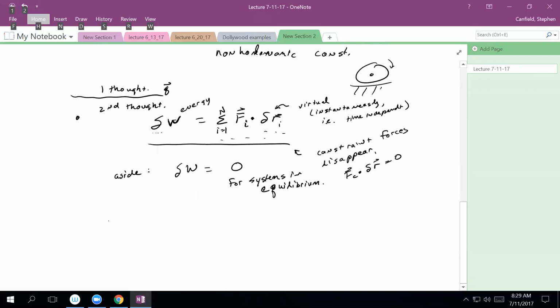I can combine the first and second thought, or I can combine this concept of generalized coordinates and the concept of virtual work. I'll do that by noting that my virtual displacement r sub i can be written as basically this. I can take the partial of r with respect to all my q's. So my r_i can be written as a function of q1, q2, q3, all the way up to qn. So that means the virtual r, the variation in r, can be the partial of r with respect to each of the terms.